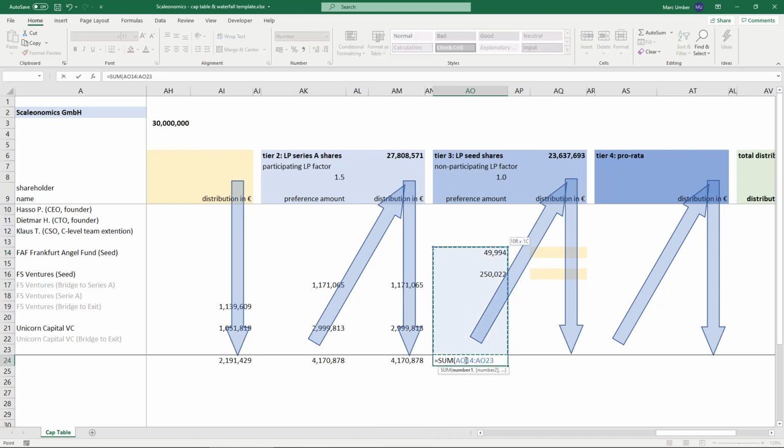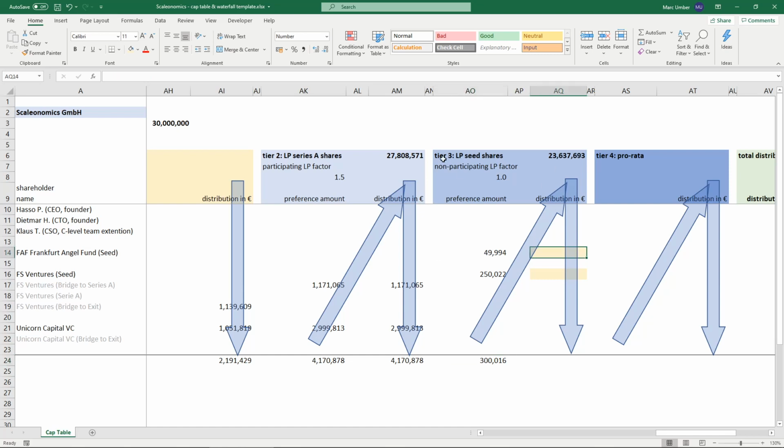In sum, we have 300,016 euros on this liquidation preference tier. Now we will start modeling this non-participating liquidation preference in a similar way to how we dealt with the participating liquidation preference, and then we will use circular reference and the built-in numerical functions of Excel to solve our problem. In my opinion, this is the easiest and one of the most transparent ways of modeling non-participating liquidation preferences. And we will see how this works in a minute.